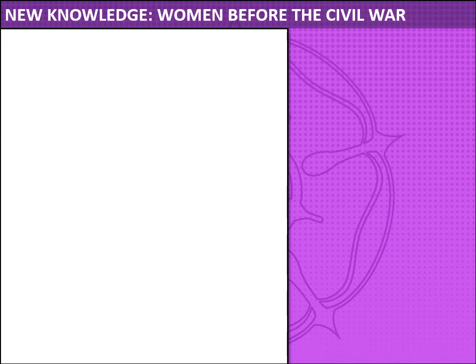Let's start with some new knowledge. We're going to look at women before the Civil War. Now you might be thinking, why are we looking before the Civil War? Our focus is meant to be 1865, and that's true. But for context reasons, it's really important for us to know what was expected of women before the Civil War to help us understand whether there was change to women's lives brought along by the Civil War.